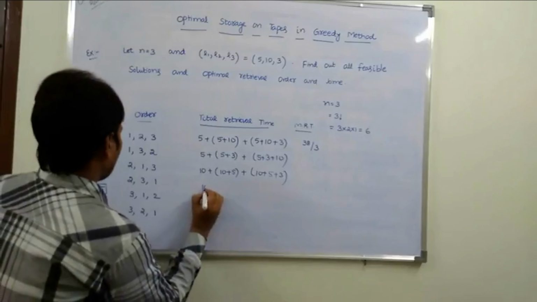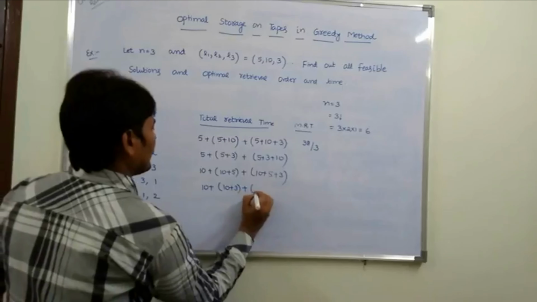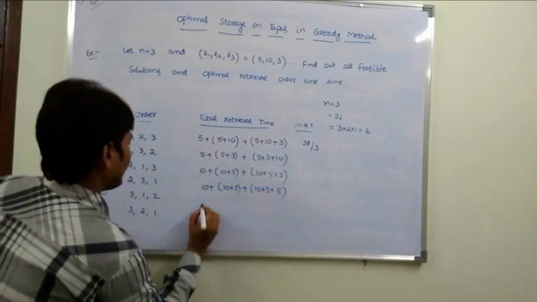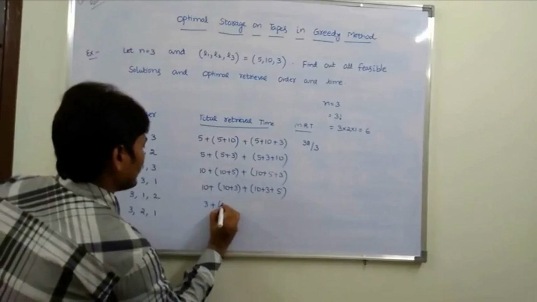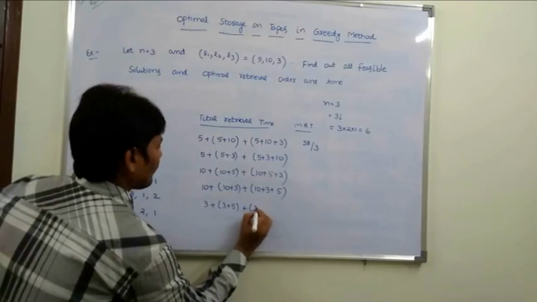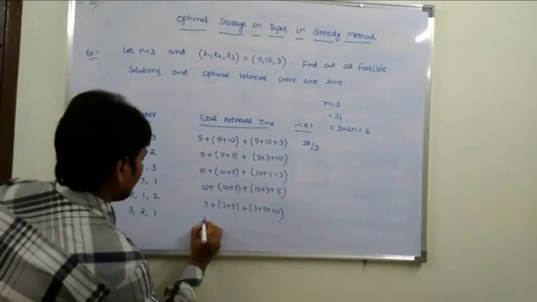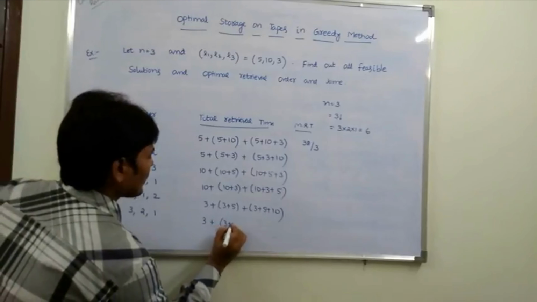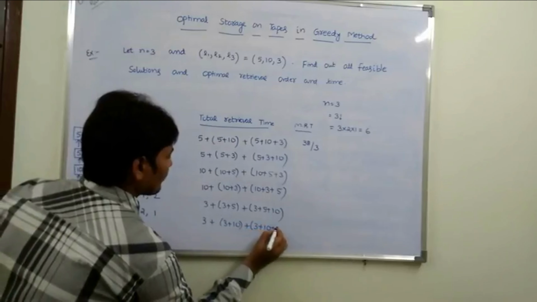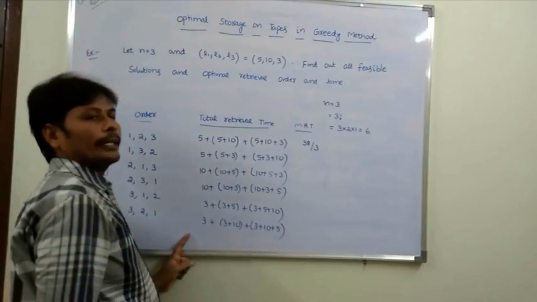This is 10 plus 3 plus 10 plus 3 plus 5. And this is 3 plus 5 plus 3 plus 5 plus 10. And this is 3 plus 10 plus 3 plus 10 plus 5. So these are the 6 total retrieval times.